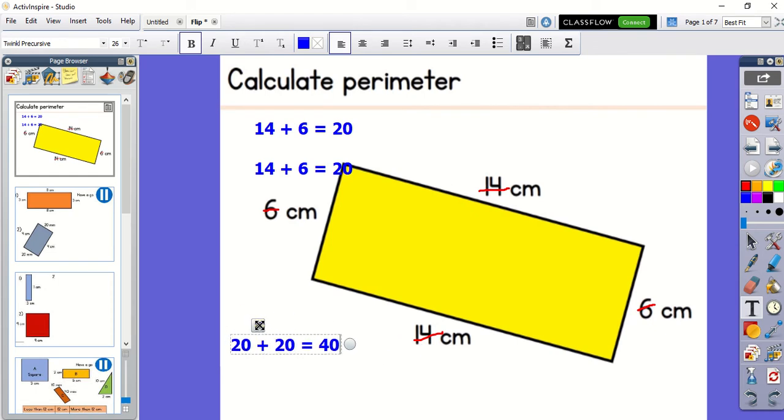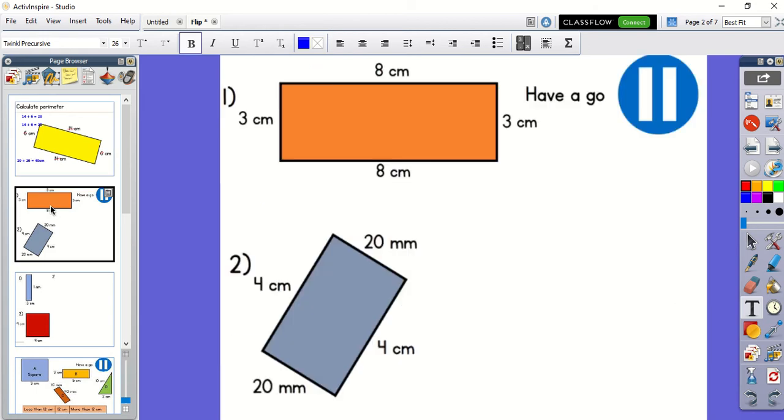And don't forget to put your unit of measurement in, so that means my answer is not just 40, it's 40 centimetres. So after that quick little recap, see if you can find the perimeter of these 2 shapes. Off you go.